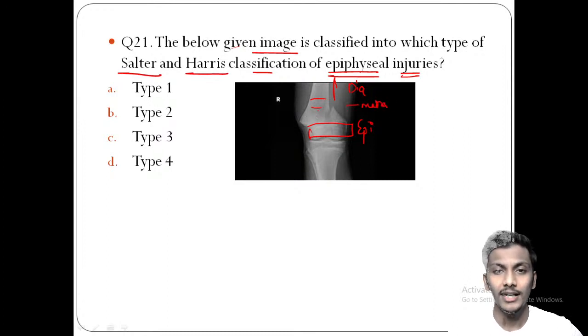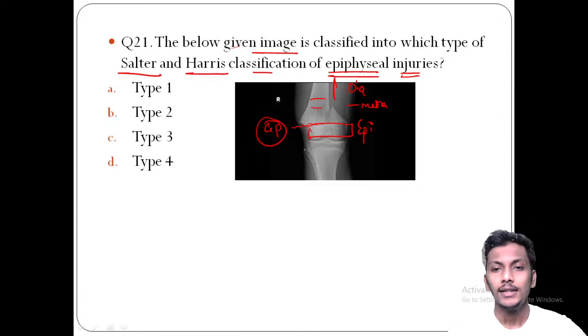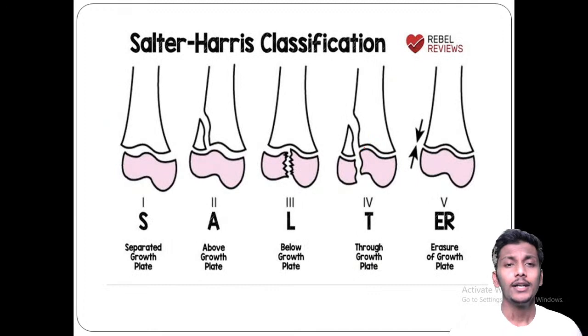Between the metaphysis and epiphysis there is one growth plate, and this growth plate is known as your physis. It is also known as your physeal plate. Depending on this, the epiphyseal injuries have been classified according to the Salter and Harris classification. So what is the Salter and Harris classification? Let's see that first. Please just answer in the chat box. So this is your Salter and Harris classification of epiphyseal injuries.